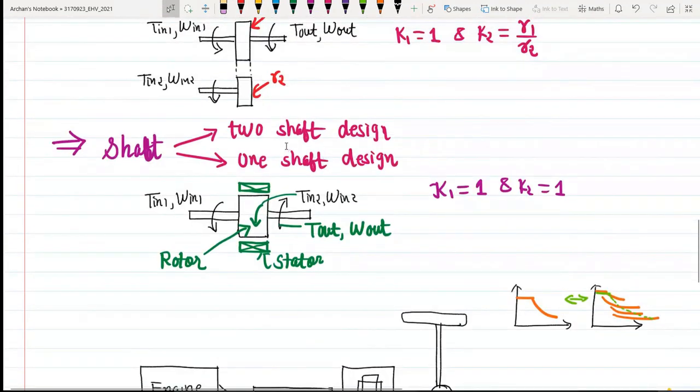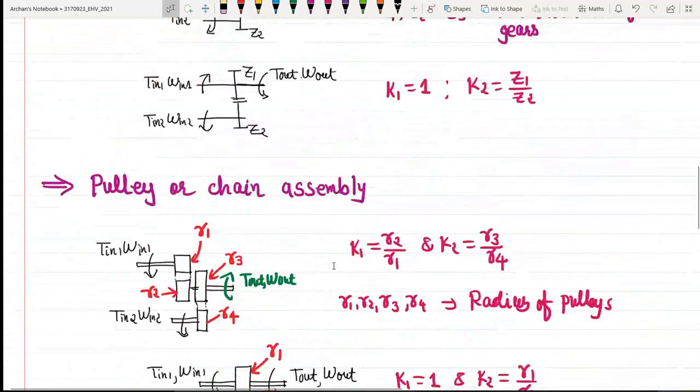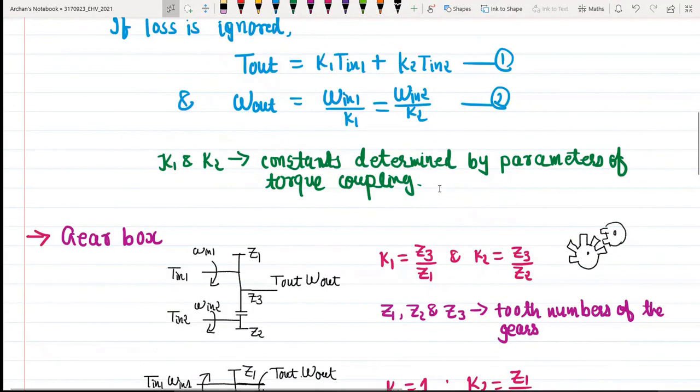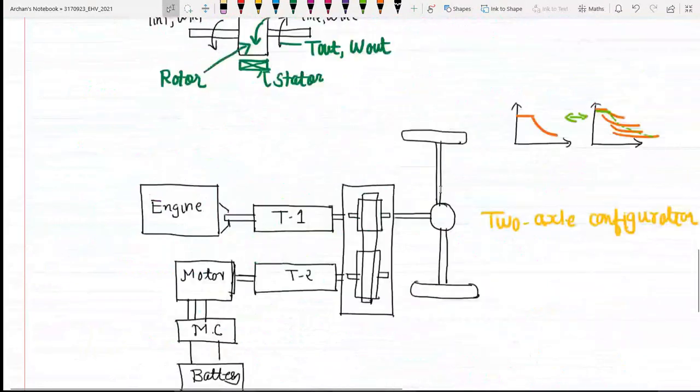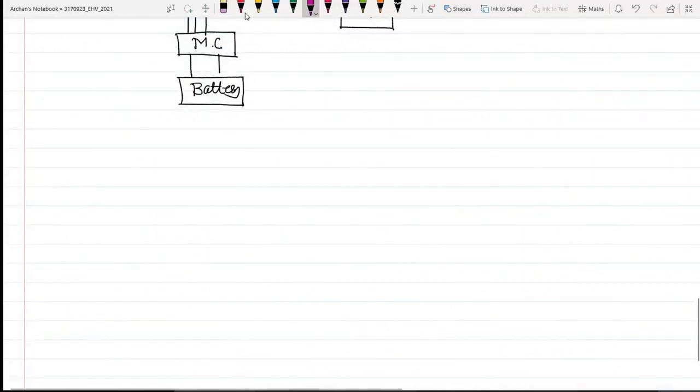Now talking about the speed coupling. This was all about the torque coupling, which provides us the output torque K1 T in 1 plus K2 T in 2. Similarly, we should also know the speed coupling. Let us see what happens when we are coupling the speed, or what the possibilities of this speed coupling are.